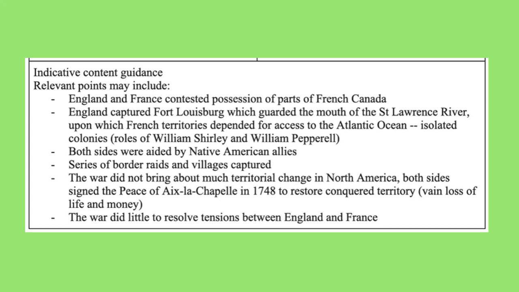So one development in your narrative could have been that the war didn't actually bring about that much territorial change in North America. And then to draw in evidence, in this case we're using the stimulus point, you can say that both sides signed the Peace of Aix-la-Chapelle in 1748, which restored conquered territory. And to explain the significance of that, so developing the point even further, you can say that the loss of life and money actually turned out to be in vain, and therefore the war did very little to resolve the tensions between England and France. There you can see it's a really nicely developed point, drawing in evidence and explaining the significance of this development to the narrative and how it moved things along.